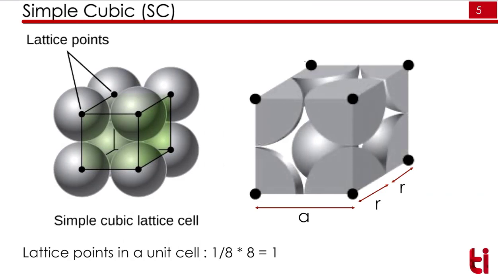Now we'll see some basic unit cells. For cubic we will first see 3: the simple cubic, body centered cubic and face centered cubic. The simple cubic unit cell is shown here. These are the lattice points and there is an atom situated at each lattice point. There is one atom at one lattice point.